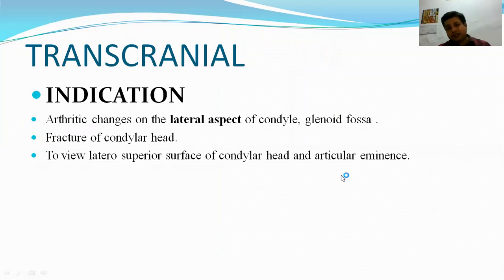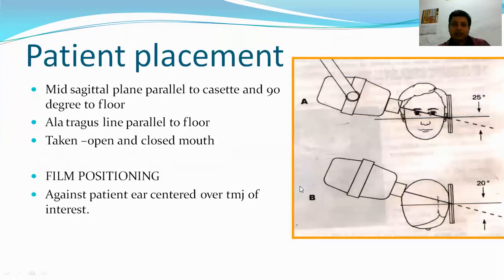Indications of transcranial view: if you want to look for arthritic changes in the lateral aspect of the condyle or glenoid fossa, fracture of condylar head, and also it is used to view the articular eminences. Coming to the technique, patient placement. First the mid-sagittal plane has to be parallel with the cassette and it should be 90 degrees to the floor. Ala-tragus line should be parallel with the floor and this view can be taken in both open and closed mouth position.